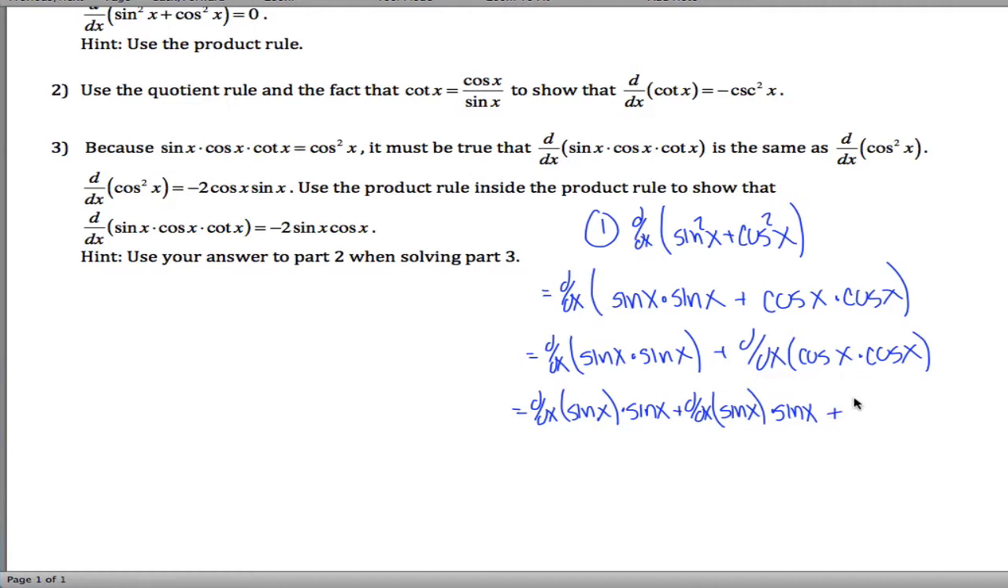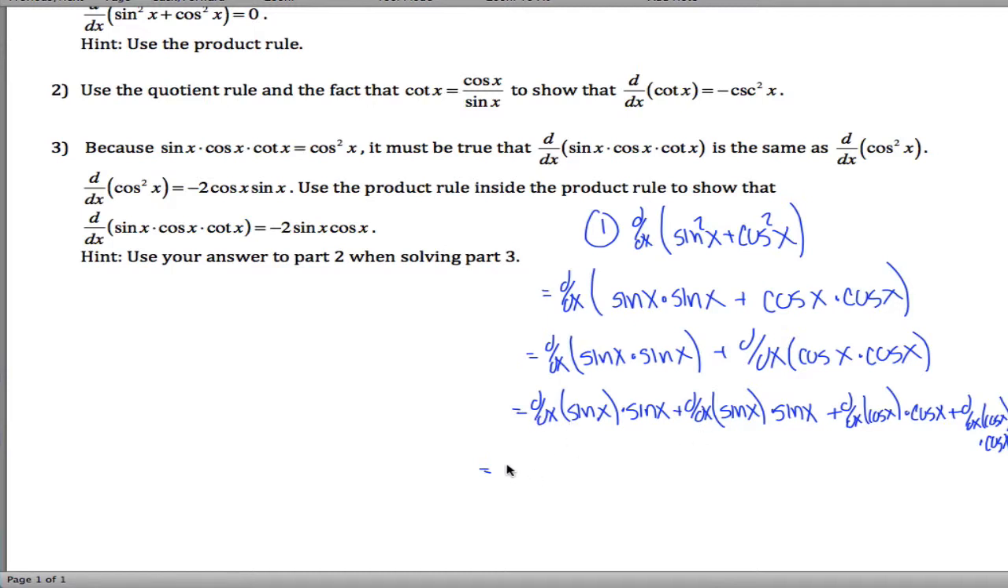And kind of the same idea over here with cosines. If you use the product rule, you get the derivative of cosine times cosine of x plus the derivative of this cosine, and I ran out of room, times cosine of x. And we can evaluate all these derivatives.